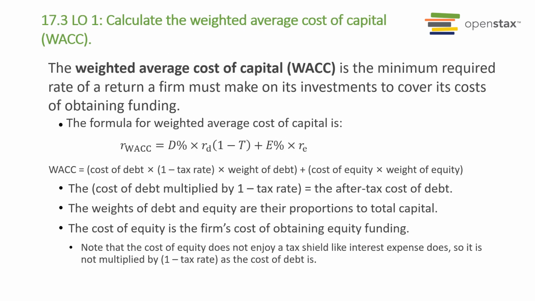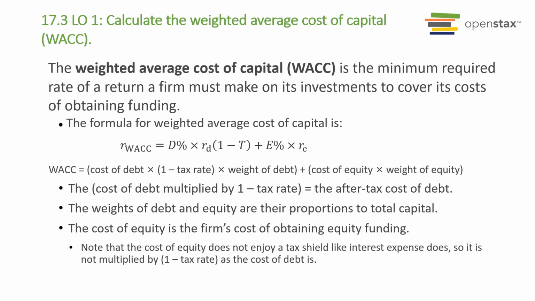The weighted average cost of capital, or WACC, is the minimum required rate of return a firm must make on its investments to cover its cost of obtaining funding. The formula for weighted average cost of capital is the debt percentage times return on debt times 1 minus the tax rate, plus the equity percentage times the return on equity.